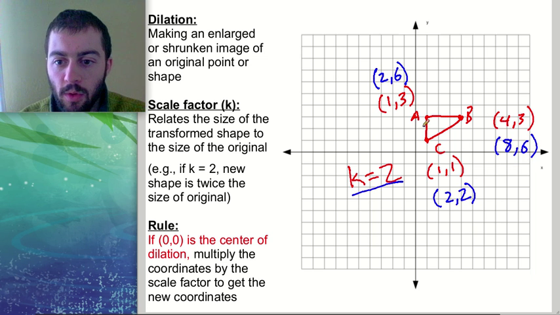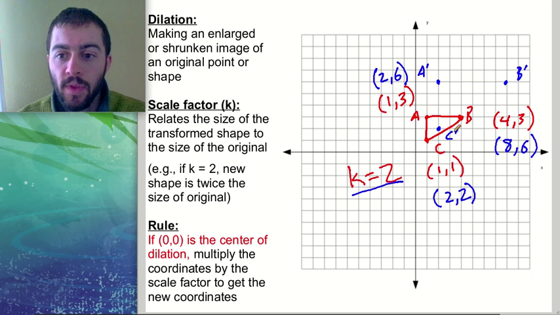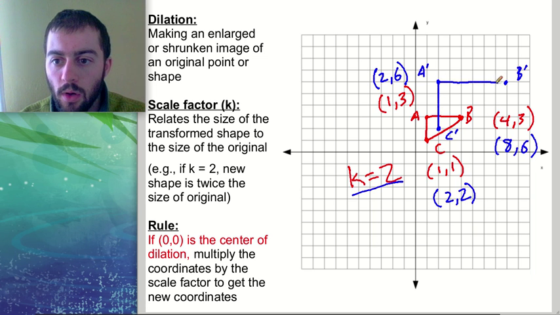So if we go ahead and plot these points, we have 2, 6 for our new point A, we could call it A prime. We have 8, 6 for our new point B, so we could call that B prime. And we have 2, 2 for our new point C, so we could call this C prime, even though it's kind of in the way of our original shape there. All right, so we could then connect the dots, and that would make us our new image of triangle ABC, or we could call this one A prime, B prime, C prime.